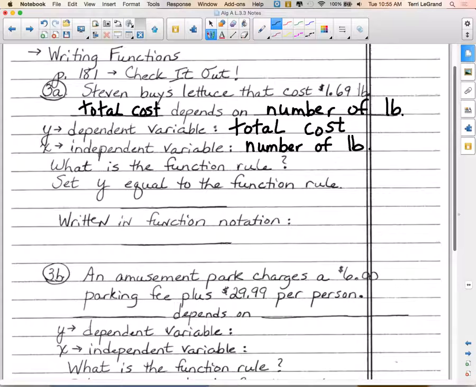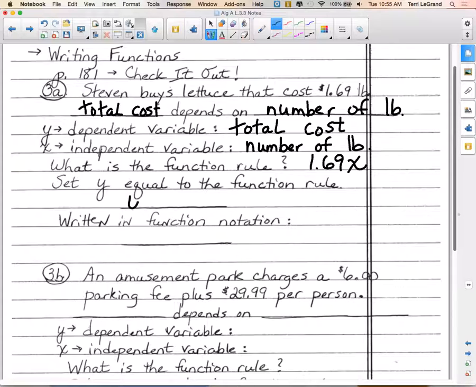A function rule means this. What do you have to do to the x? What do you have to do to get the answer to this problem? So what do we have to do? He's buying lettuce that costs $1.69 a pound. So the rule would be take $1.69 times the number of pounds. There's our rule. Take $1.69 times the number of pounds. Stephen buys lettuce that costs $1.69 a pound. That's the rule part. And then to write the equation, we set y equal to that.